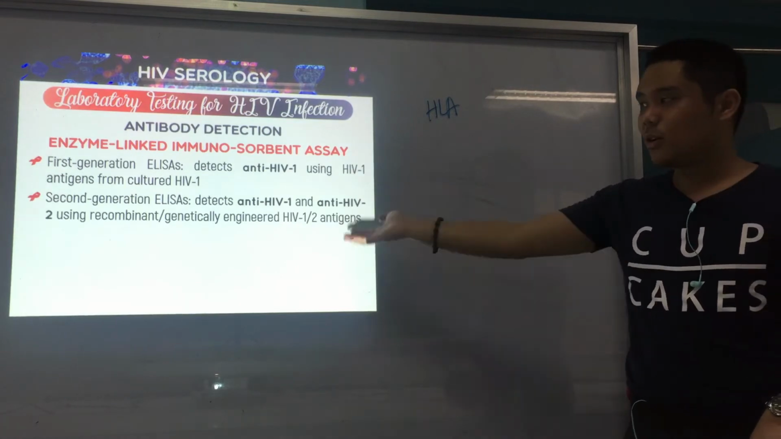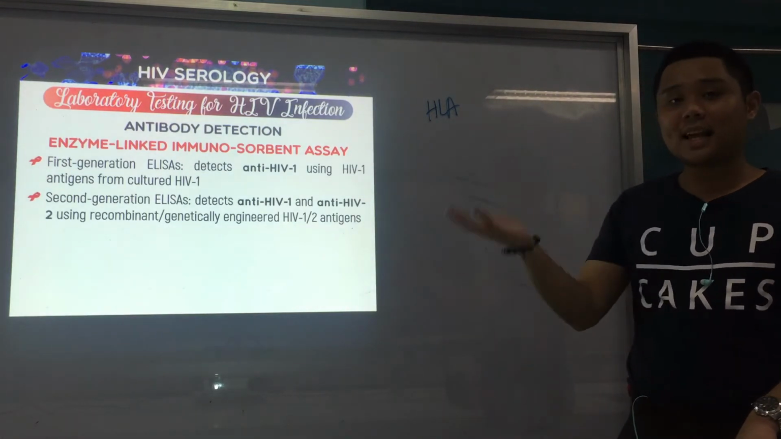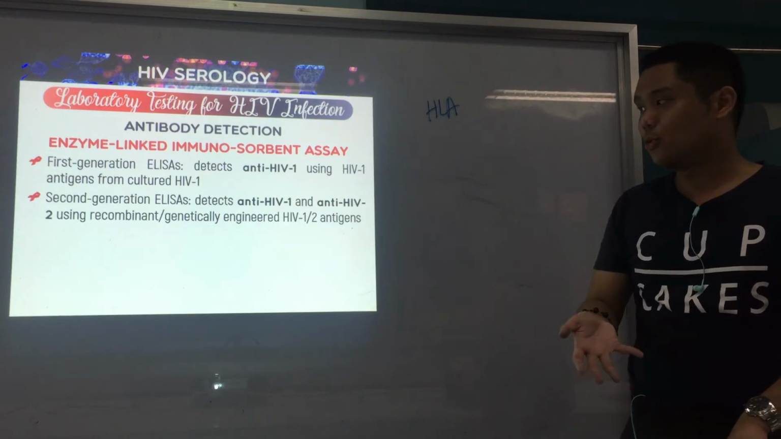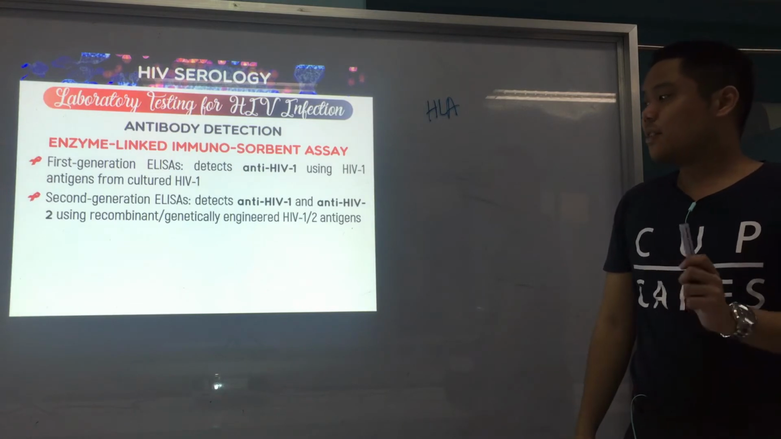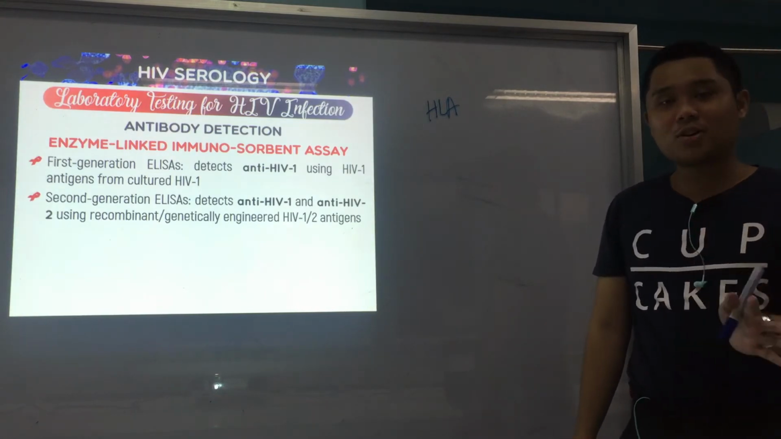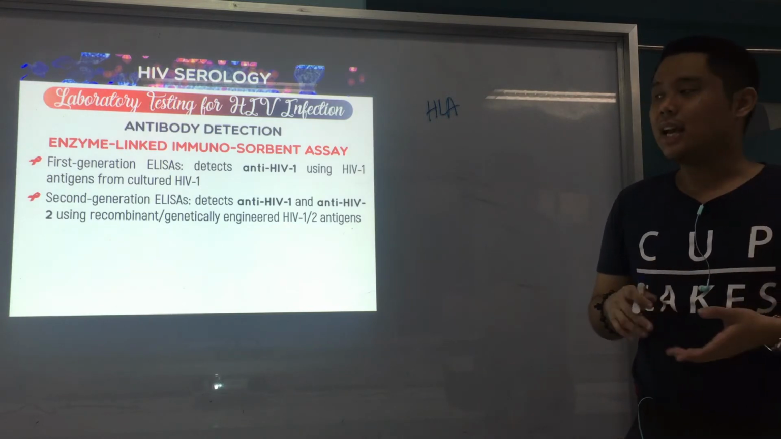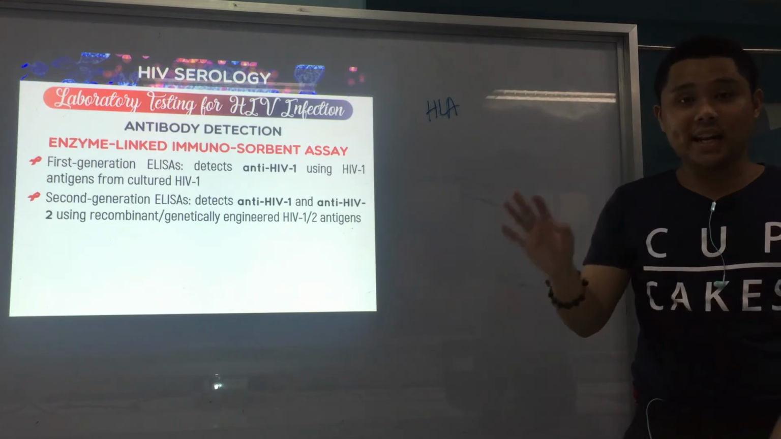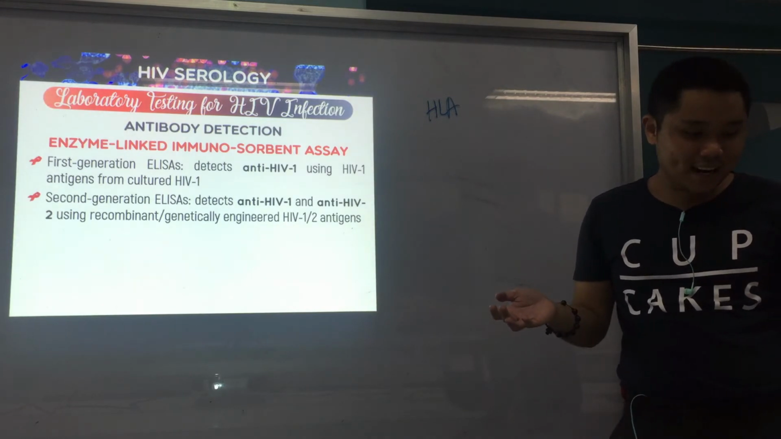So they then developed second gen ELISAs. And these second gen ELISAs now detect HIV-1 and HIV-2 using recombinant or genetically engineered HIV-1 and HIV-2 antigens. Now, very good, the specificity and sensitivity were improved because it can now detect HIV-1 and HIV-2 antibodies. But the downside is, wait lang.